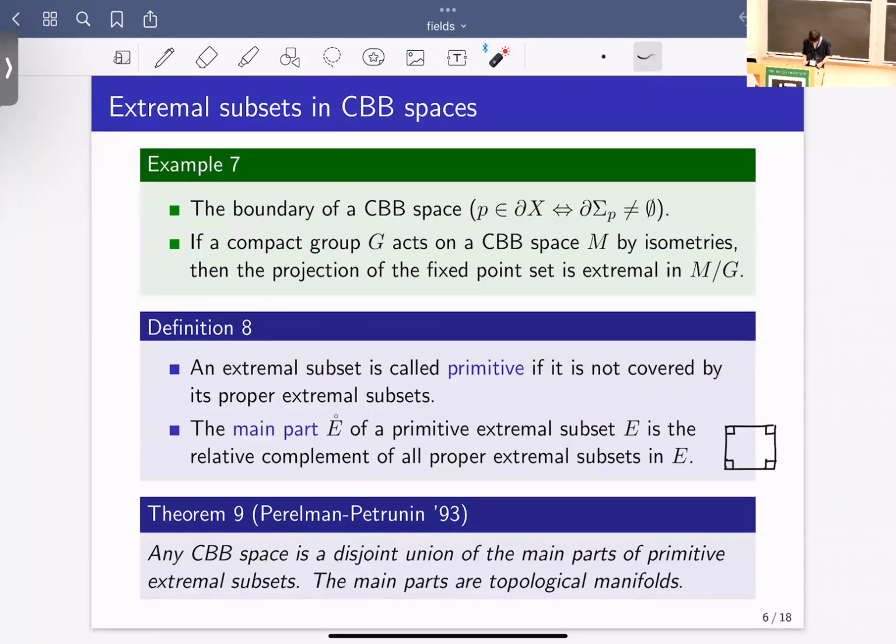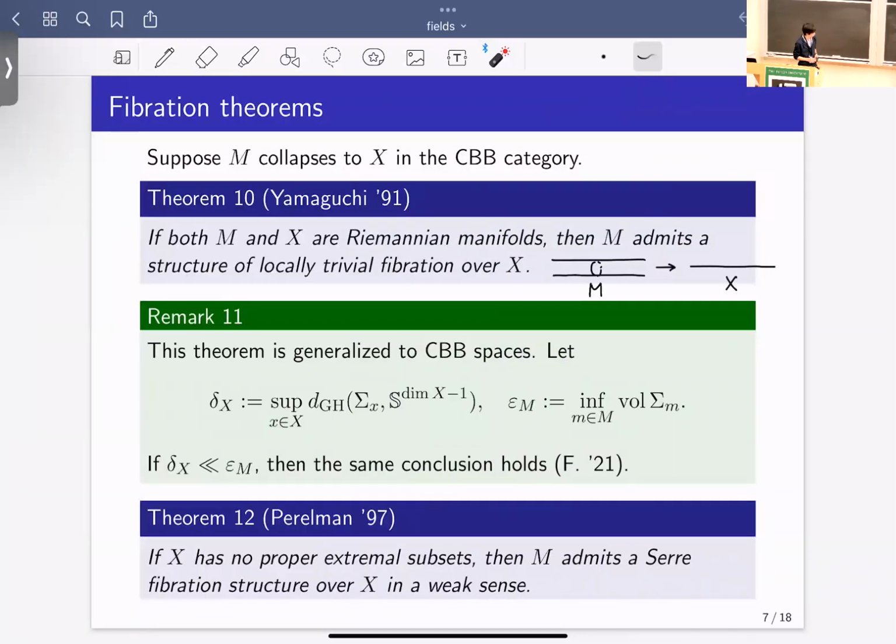Okay. So now we get back into the collapsing situation. Suppose a CBB space M collapses to a compact CBB space X. And here we recall two fibration theorems due to Yamaguchi and Perelman. Yamaguchi's fibration theorem is that if both M and X are Riemannian manifolds, then there exists a locally trivial fibration from M to X, which is actually an almost Riemannian submersion. Okay.